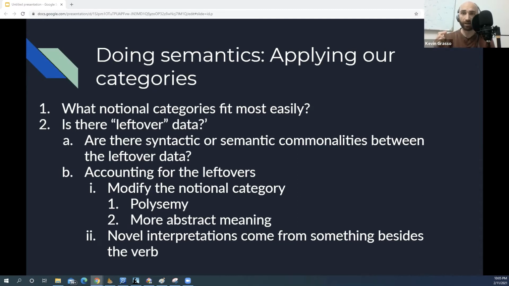If our notional category doesn't quite match up with what the data says, then we really have two options. We can either modify the notional category. If we did that, then what we can say is something like polysemy. We can say, oh, well, this form is present tense and it's past tense. Or we can come up with some sort of more abstract meaning. So we can say, well, maybe our definition of speech time needs to change.